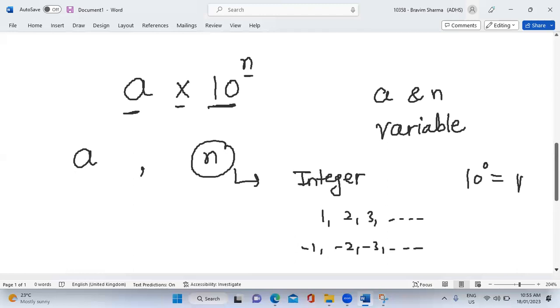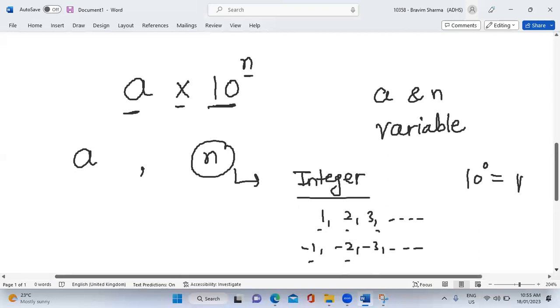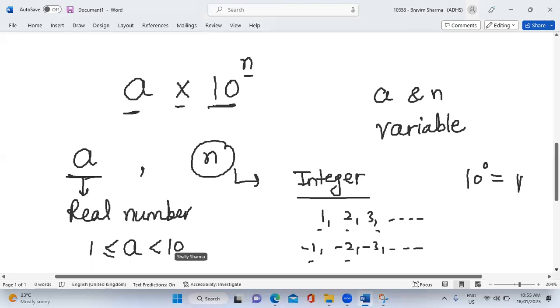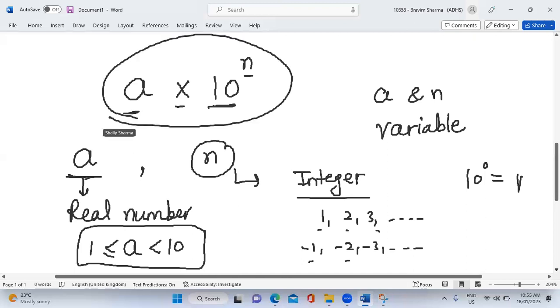Mainly when you have integer values like 1, 2, 3 or -1, -2, -3, and so on, then we use it. Then comes, what is this a? a is a real number. It can be in fractions, but we write it in decimals. We prefer to write it in decimals. And a has a restriction that it is greater than or equal to 1, but less than 10. This is a very important condition, and we have to follow it while representing any number in standard form. This is the standard form notation, how to write a number in standard form.